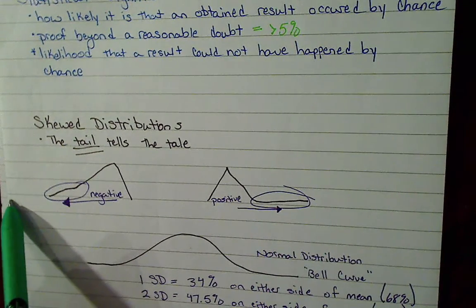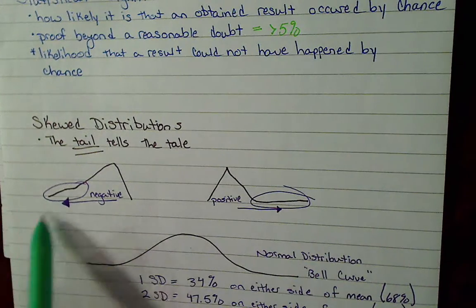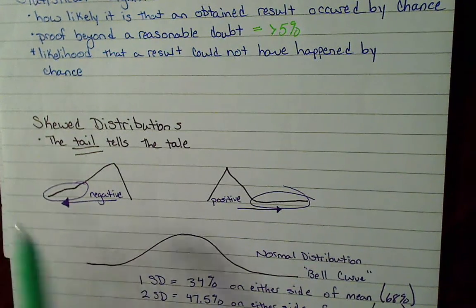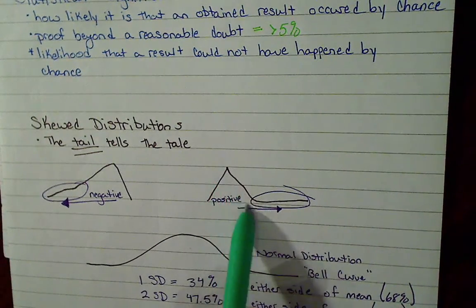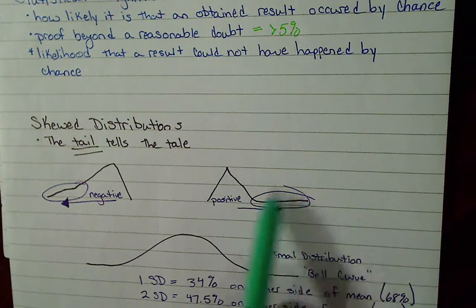So if it goes this direction, it's negatively skewed because we're going backwards on a number line. But if your graph trails off this way, it's positively skewed.